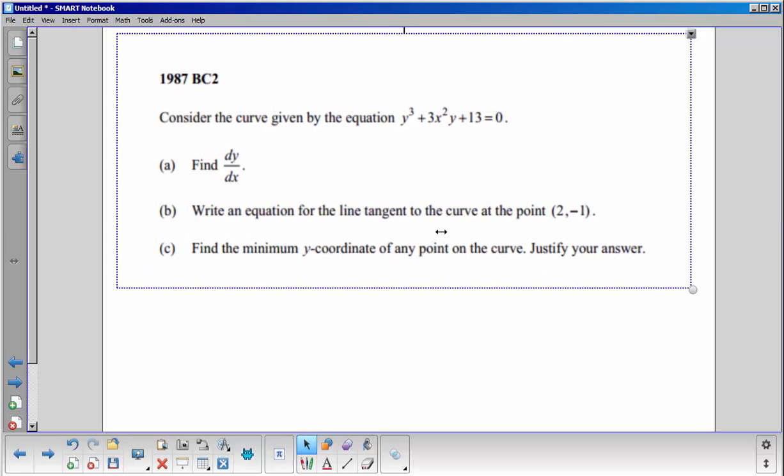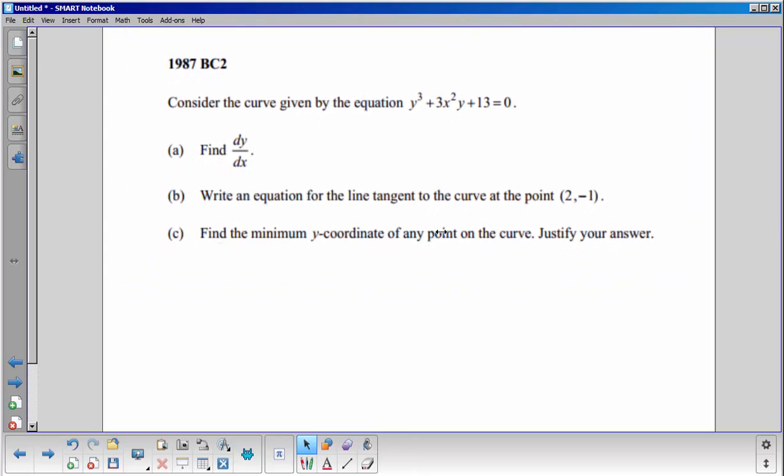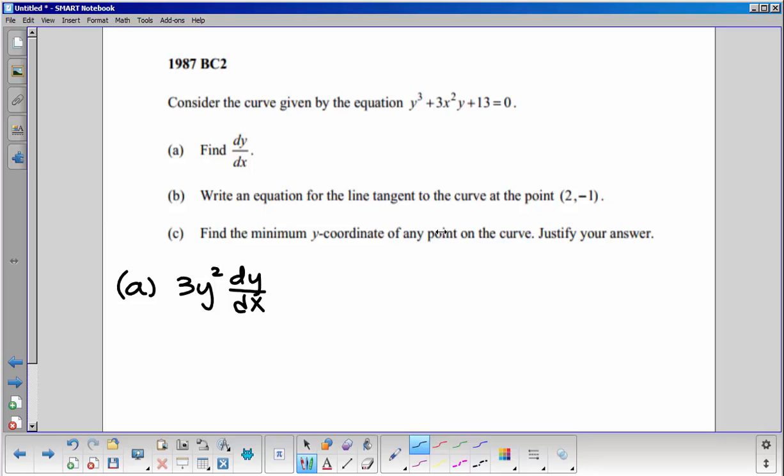All right, so what's the equation? It says y cubed plus 3x squared y plus 13 equals 0, right? So part A says find dy dx. Well, we got this, right? So what is the first derivative? It's going to be 3y squared dy dx, good.